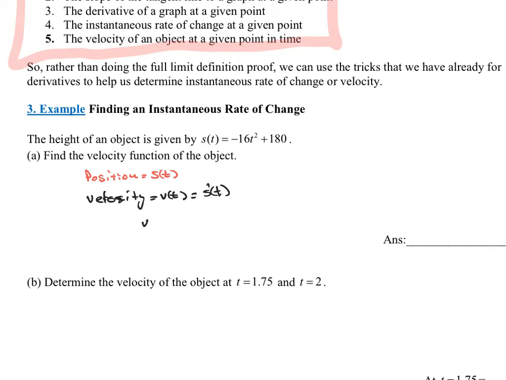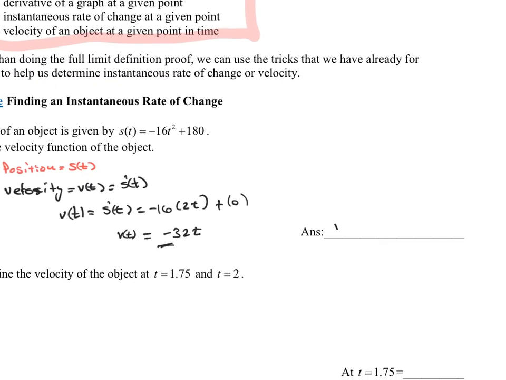Well, that's really easy to do. The velocity function then would be the derivative, which would be, well, the derivative of negative 16t squared. Negative 16 is our coefficient out in front, and then we take the derivative of t squared, and that would be 2t raised to the first power, plus the derivative of 180. 180 is a constant, and the derivative of any constant is 0. Simplifying this, our velocity function would simply be negative 32t. Negative 16 times 2 is negative 32t. So this is our velocity function.